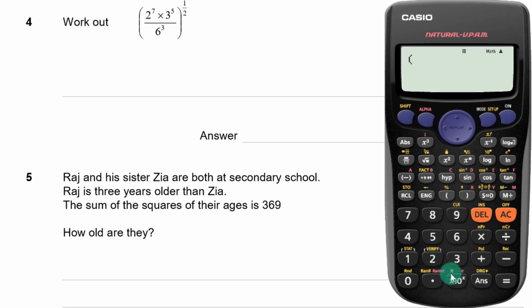I'm going to put some brackets in first, so a bracket first, and then I'm going to use the fraction key to create the fraction. And then I'll type in 2 to the 7 times 3 to the 5 in the numerator, and then press down, put in the 6 to the 3 in the denominator, and then tap right, close the bracket, and then put the power of a half in. Okay, now it looks like it does on the page. I can press equals, and that gives me the answer of 12. There we go.